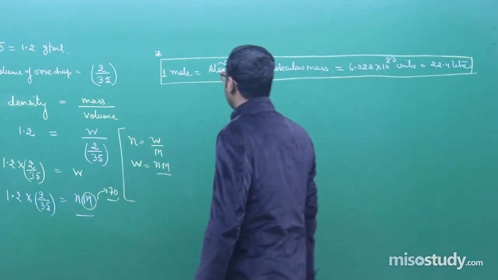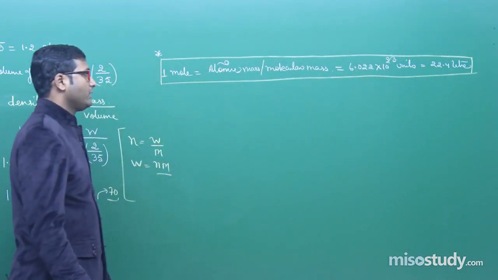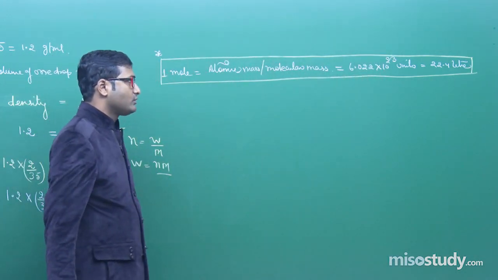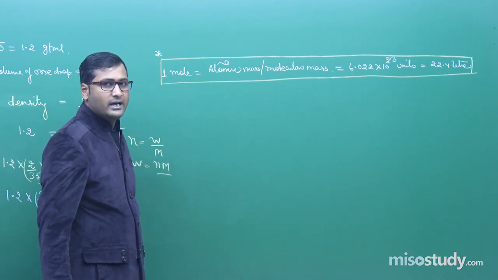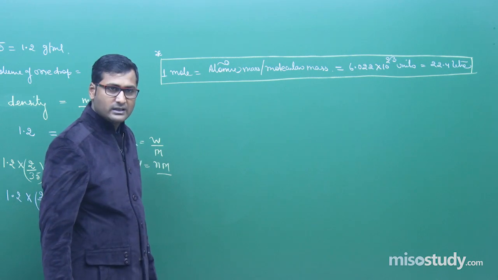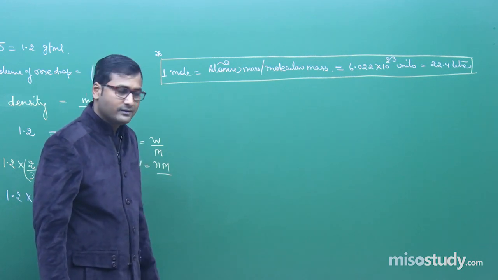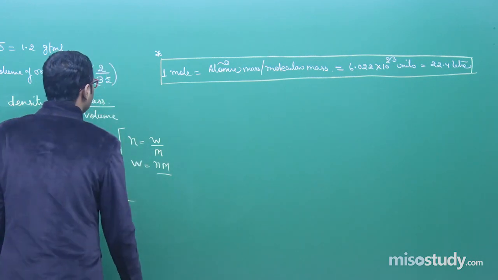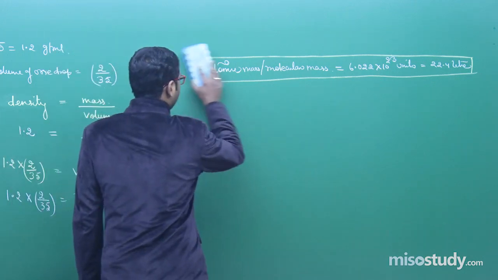If you use this relation, you can solve each and every question of mole concept. 1 mole is equal to atomic mass or molecular mass, equal to 6.022 into 10 to the power 23 units, equal to 22.4 liter. These are the relations. If you use them, then definitely you will get the answer. Now I am going to rub this part and let's move to the next question, my friend.